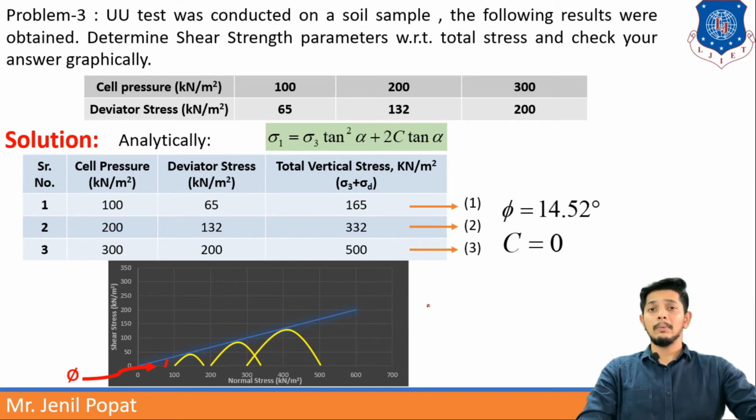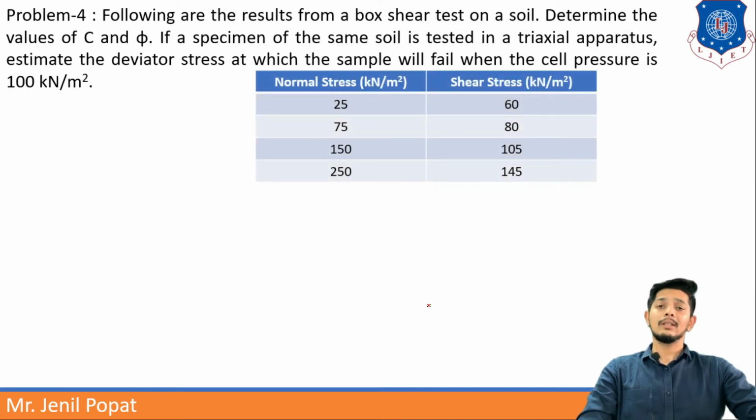Let us move to problem 4. Following are the results from a box shear test, that means direct shear test. Determine the values of C and phi if a specimen of the same soil is tested in a triaxial apparatus. So the same soil specimen is tested in a triaxial apparatus too. Estimate the deviator stress at which the sample will fail. So I have to give the deviator stress when the cell pressure is 100 kilonewton per meter square.